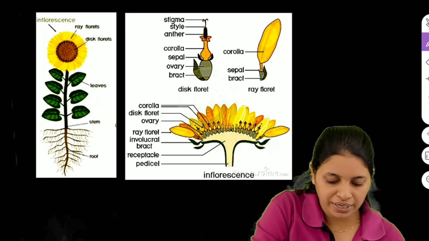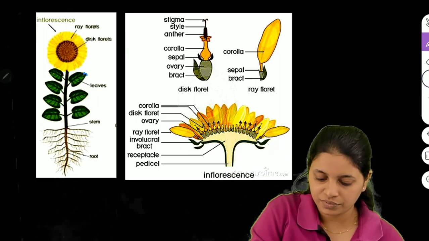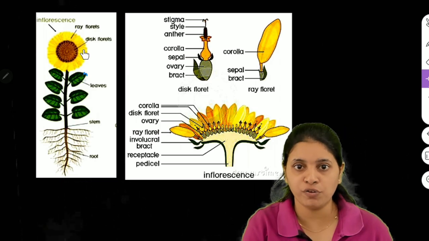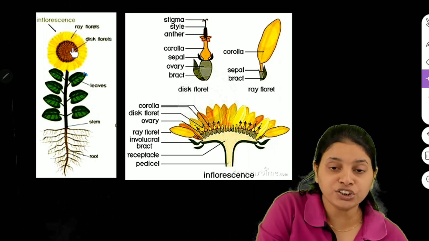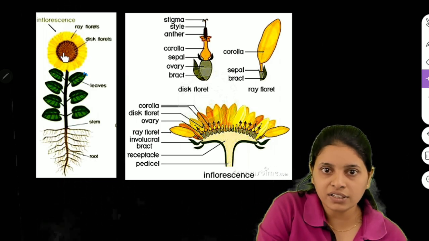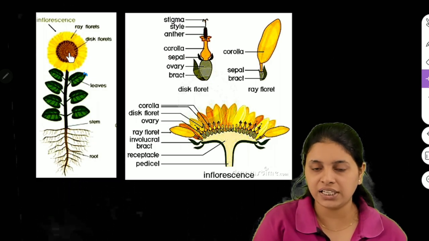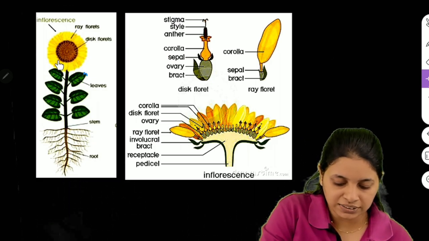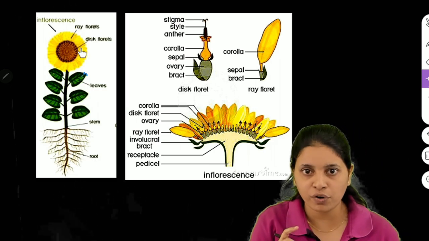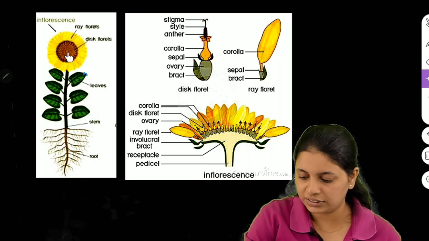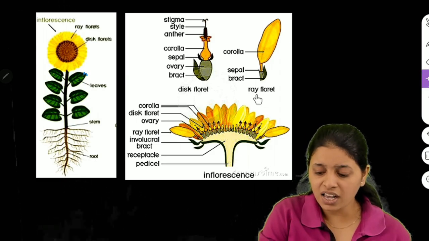At the periphery, these are ray florets. And the central large disc which you see here, the florets present there are called disc florets. Okay, very easy. The peripheral ones, this border, will be ray florets, and the entire brown center is disc florets. Okay, see here, ray florets.